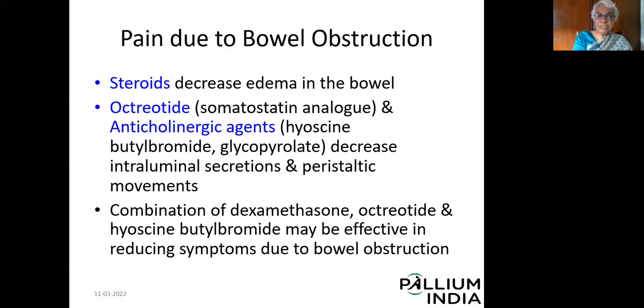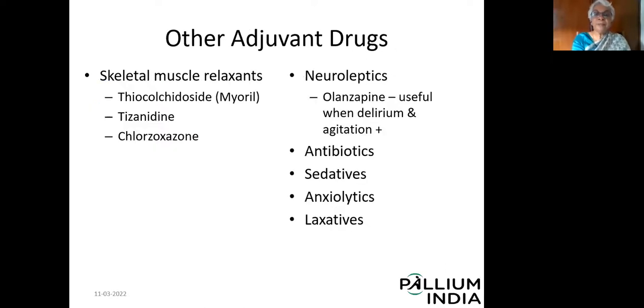Pain due to bowel obstruction can be treated using steroids, octreotide, and anticholinergic drugs. These all act by decreasing the intraduodenal secretions in the gut and decreasing the peristaltic movement, and thus reducing the symptoms of bowel obstruction. The other adjuvant drugs are skeletal muscle relaxants or neuroleptics, particularly when the patient has got delirium and agitation. You can also add sedatives, anxiolytics, laxatives, or even antibiotics if there's an infection.